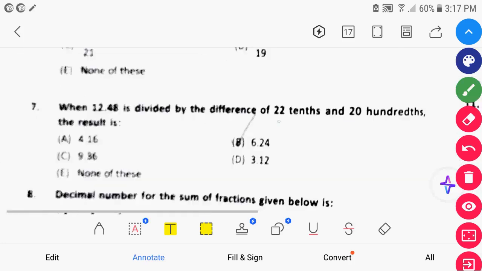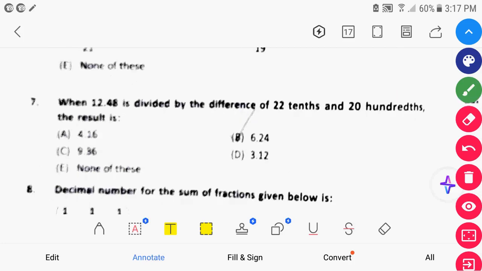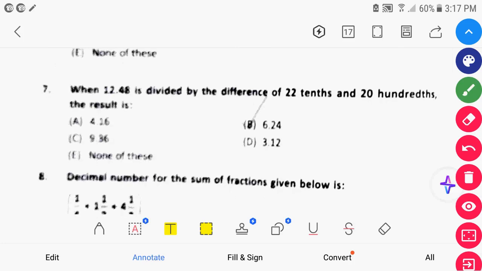Understood? 22 upon 10 means 22 tenths, and 20 upon 100 means 20 hundredths. This thing we learned in decimals. So these are decimal numbers: 22 tenths, 20 hundredths and 12.48. All the three numbers are decimal numbers.